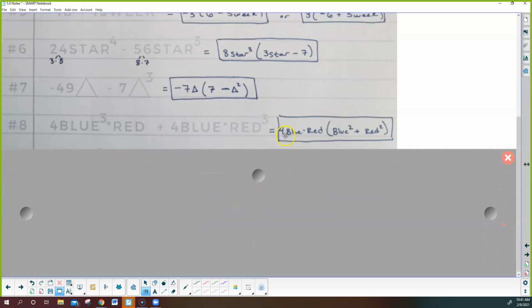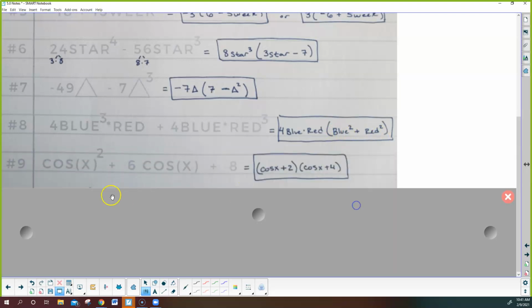Okay. Number 8, 4 blue red times blue squared plus red squared. And we're kind of getting into the whole reason here.